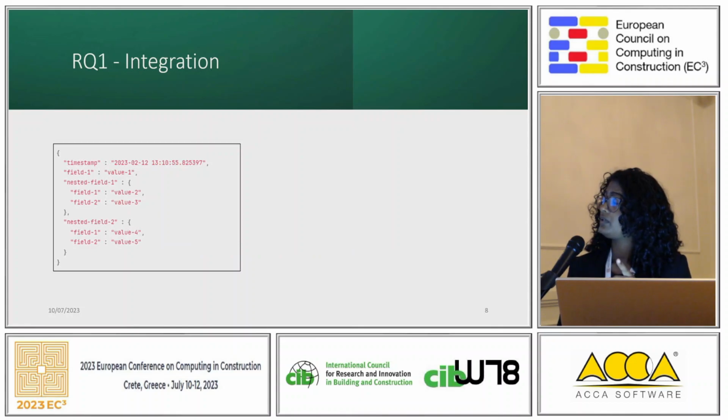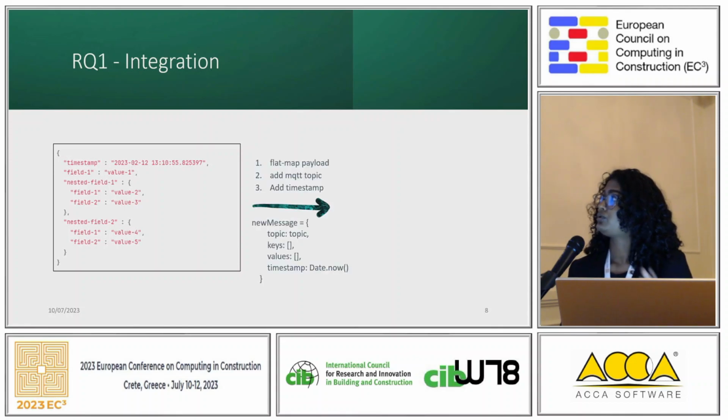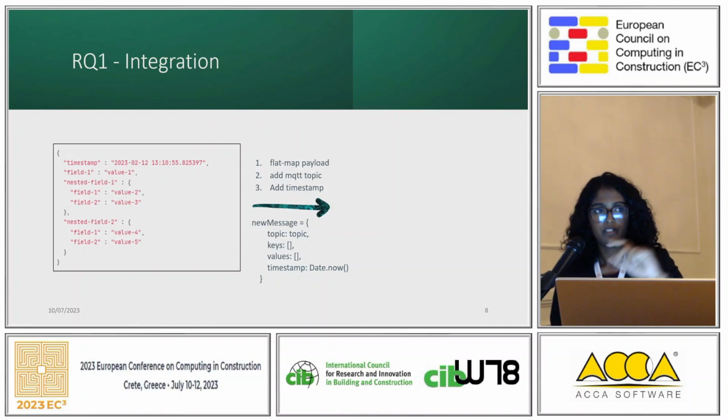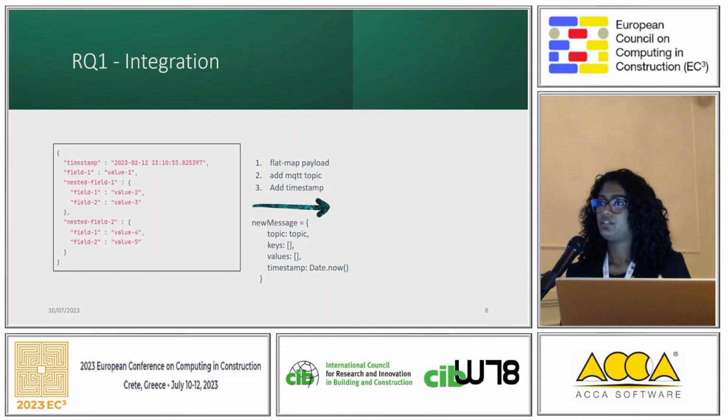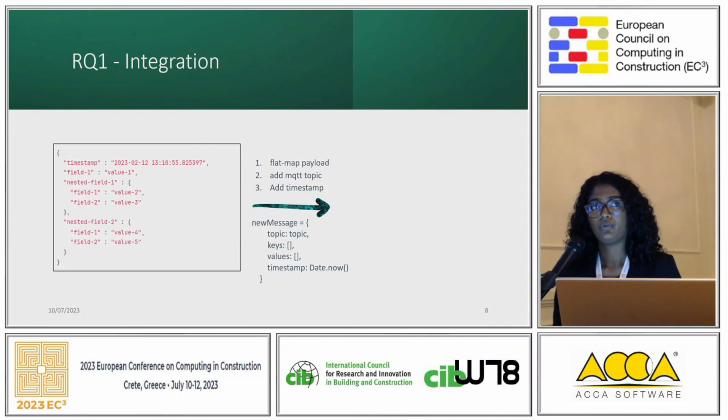So this is an example of a message that we get. In here we have a timestamp and we have key value pairs. Some of them are plain, some of them are nested. What we need to do, when we want to transform it to a uniform structure, is to flat map the payload or the message content. And if it's an MQTT broker, for example, we have an MQTT topic, which is the identifier of that real-time stream. So we add that MQTT topic to the payload, and also we add a timestamp, regardless of whether it already has a timestamp or not, because there's not always a timestamp involved in the message itself.